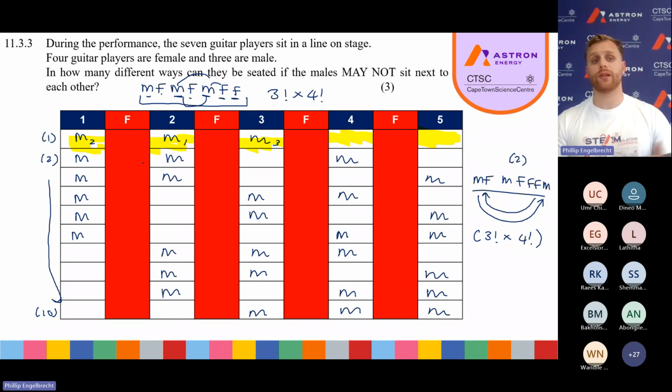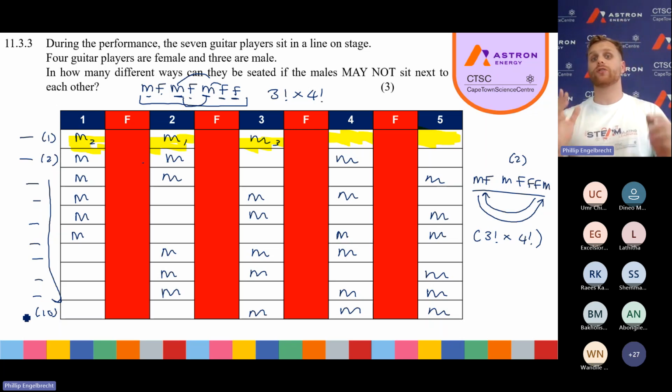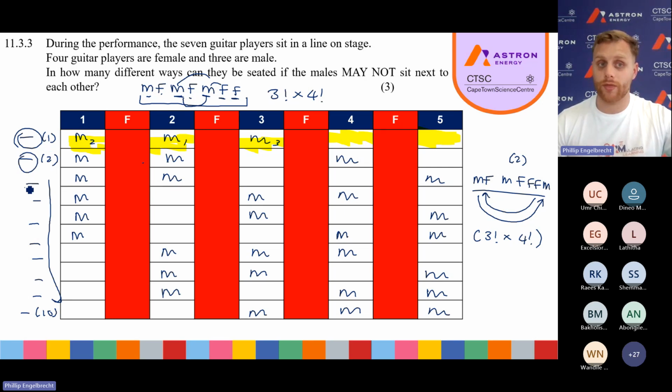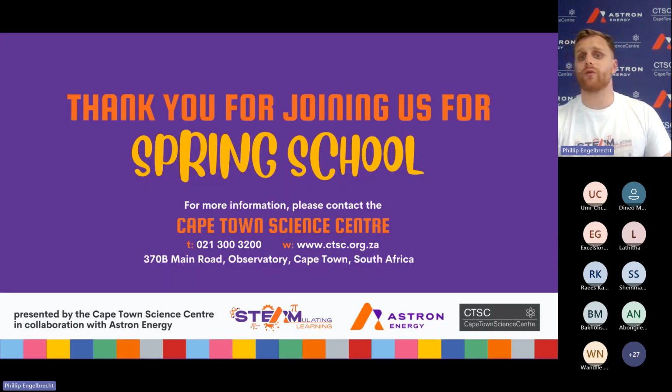Why is it multiplied by 10? Remember, because you are applying this for all 10 columns, okay? So it's 4 factorial times 3 factorial for this column. However, you have to apply it for this column, this column, this column, all the way down until the 10th column. That's why we multiplied by 10. Okay? So guys, that is our final question.